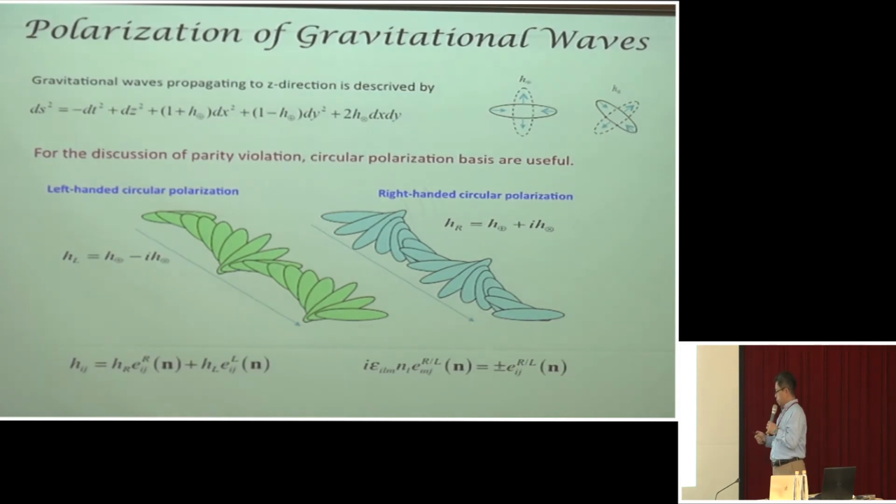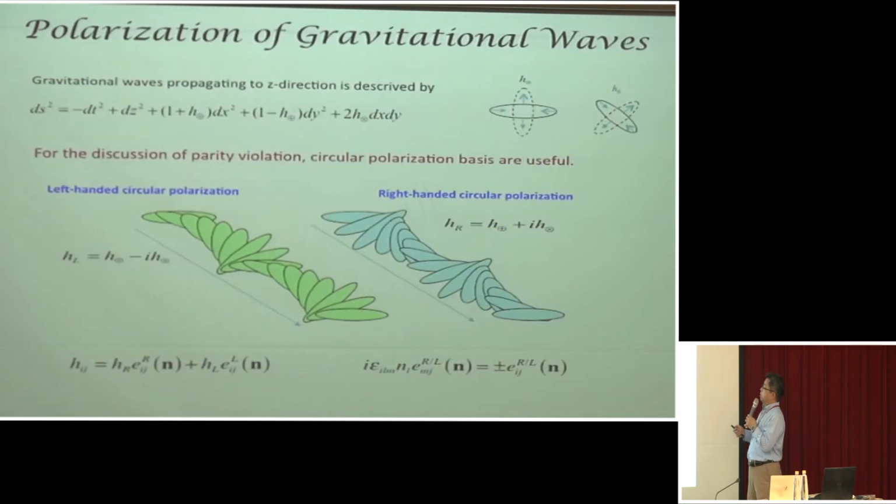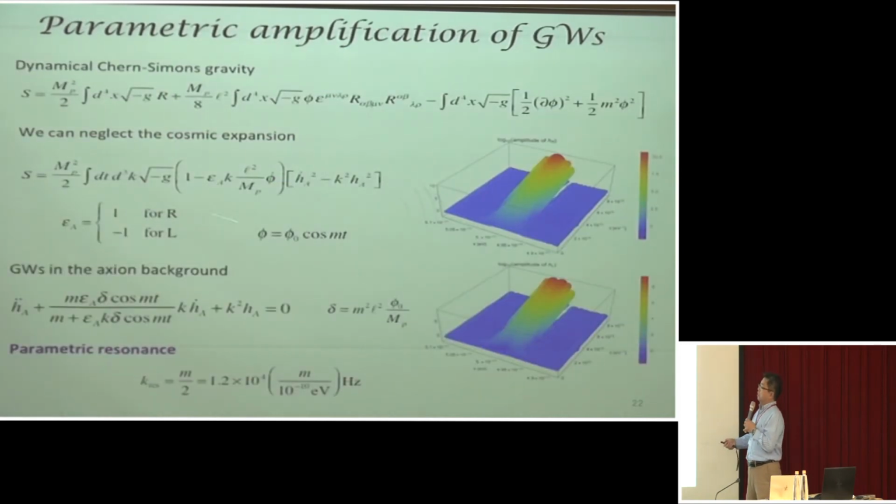So using this basis, we can calculate the quadratic action for the gravitational wave. Starting from here, we can linearize the metric, then we obtain the quadratic action for the gravitational wave. Here we neglected the cosmic expansion because in the halo we can completely neglect the cosmic expansion. Then we get this result. The point is here: epsilon A is the sign factor. Epsilon is 1 for the right-handed polarization mode. Here we have a sign difference for the right and left modes.